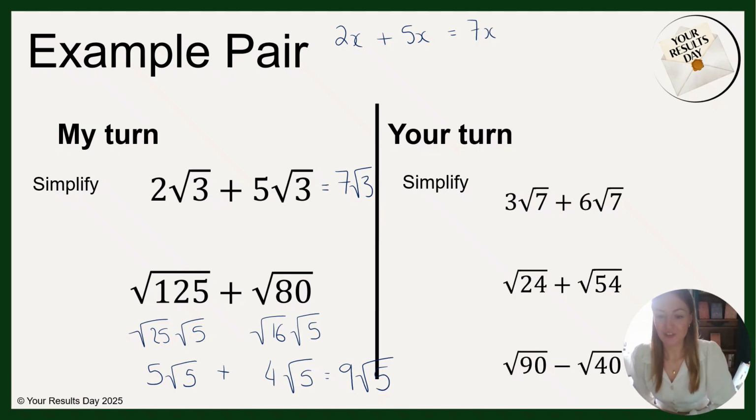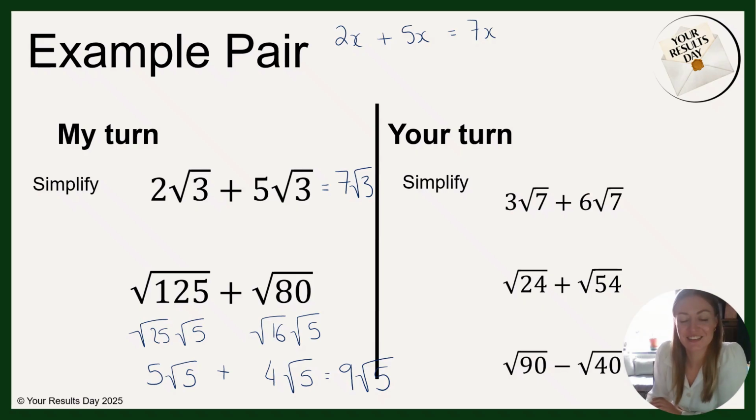Here are 3 questions for you to have a go at. Pause the video and hit play when you're ready to see the answers. Okay, nice and straightforward on the first one. If we've got 3 lots of root 7 and we add to that 6 lots of root 7, we have got 9 lots of root 7.